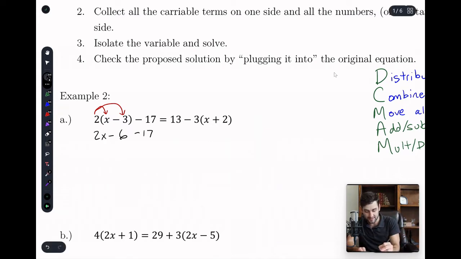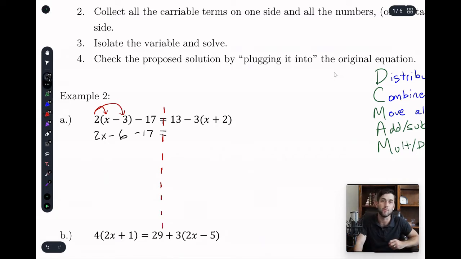Minus 17. Ooh, I forgot to do step 1, which is draw that red line. That's bad. I won't forget next time, I promise. That's terrible. If I'm doing that in class and I forget to draw that line, you yell at me. You say, hey, draw the red line. And I'll be like, here's extra credit or a piece of candy or something.